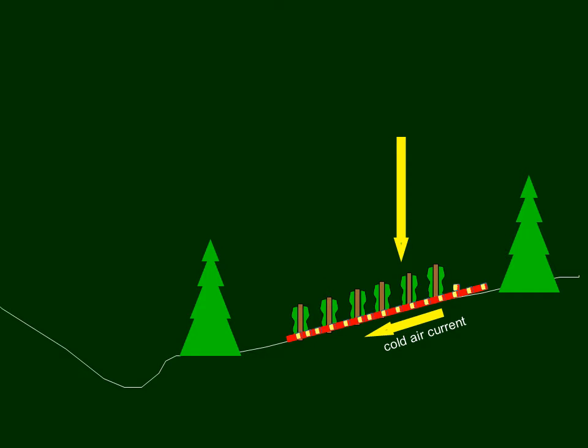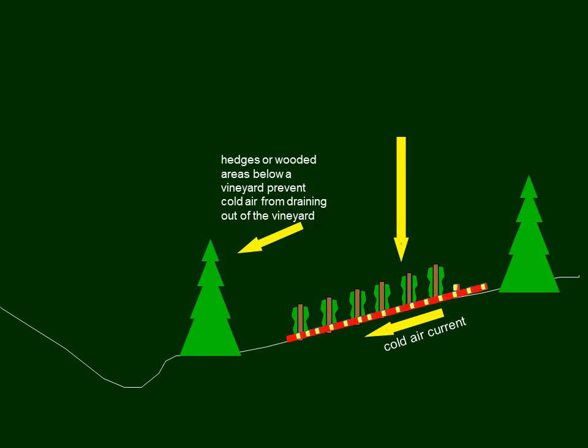Well, what happens? If we have hedges or a wooded area below the vineyard, it's going to act like a dam to collect and hold back the flow of that air down the slope. And it's going to do something like this.